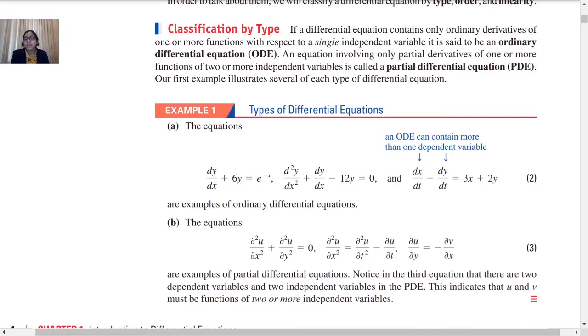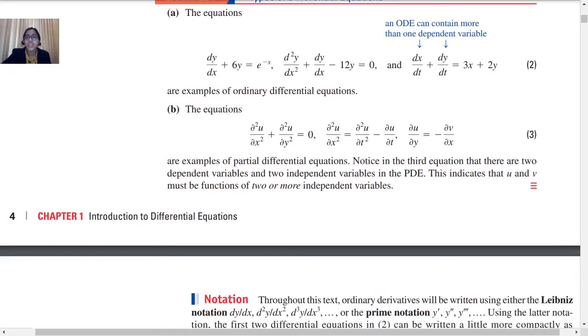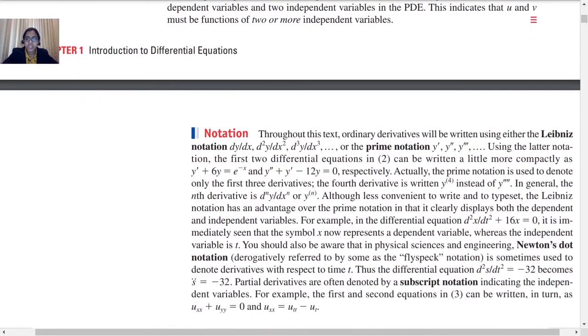So in case of differential equations, the number of dependent variables can be one or more than one, but in an ODE the number of independent variables will be just one, and in a PDE the number of independent variables must be more than one. So these are the two examples of ODE and PDE.